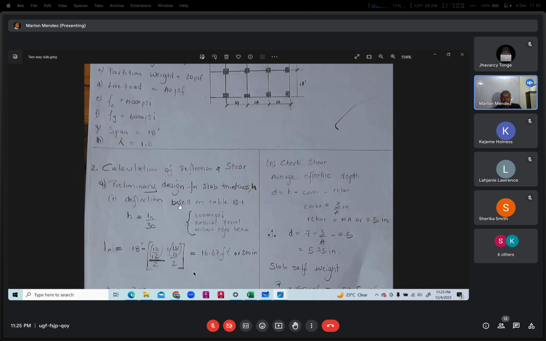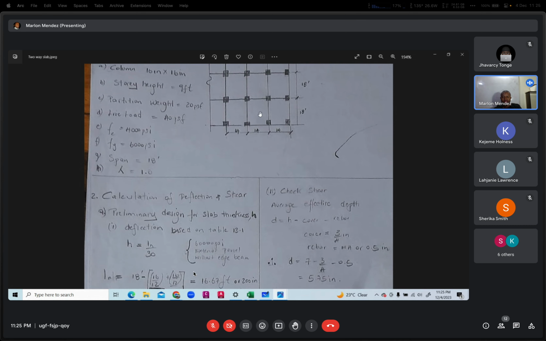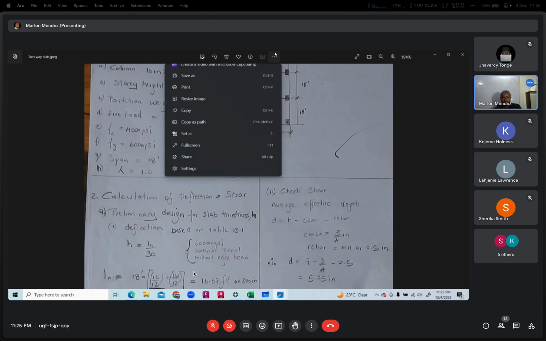In terms of deflection, I am going to go to a table that is referred to for finding deflection. You don't know the height of the slab. And when I speak of the height of the slab, do you understand what I'm talking about? The depth of the slab, that's what I mean.